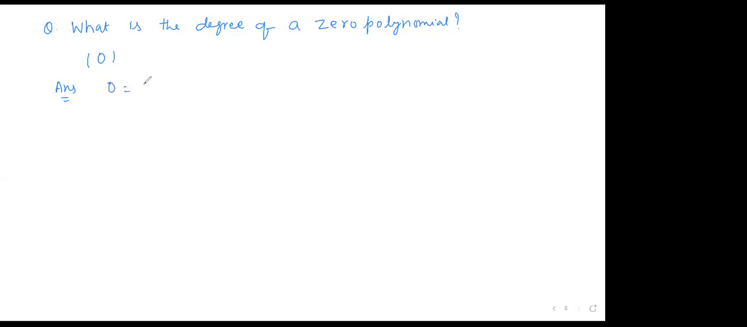Because 0 can be written as 0 into x to the power 0. But 0 can also be written as 0 into x to the power 100, 0 into x to the power anything, 1000. Anything times 0 is 0. So the degree is not defined actually. The degree of a 0 polynomial is not defined.